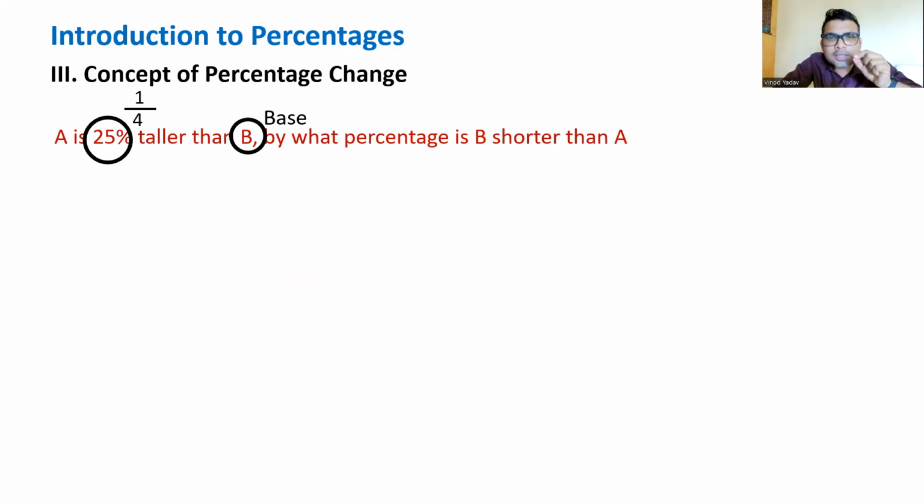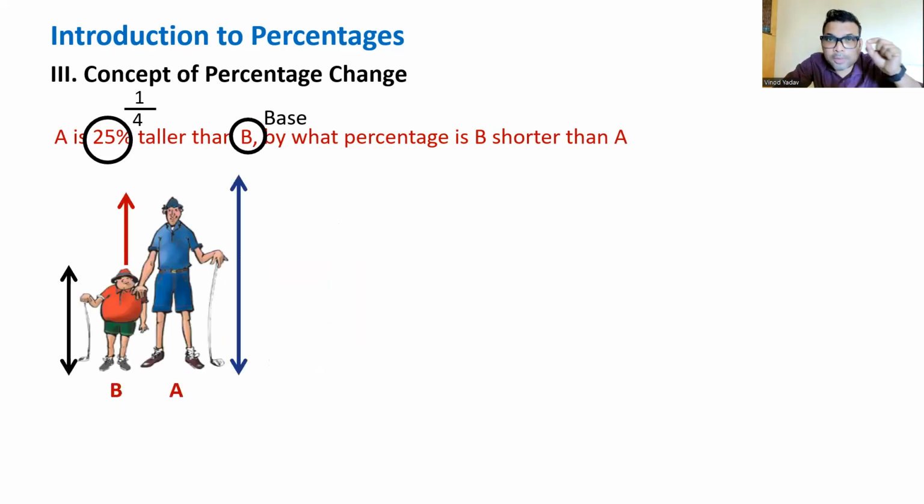So we can fix B as 4, right? 1 by 4, the denominator is 4, B as 4. So if B's height is 4 parts, A's height is 1 part more. So A's height is 5 parts. Correct? Okay.